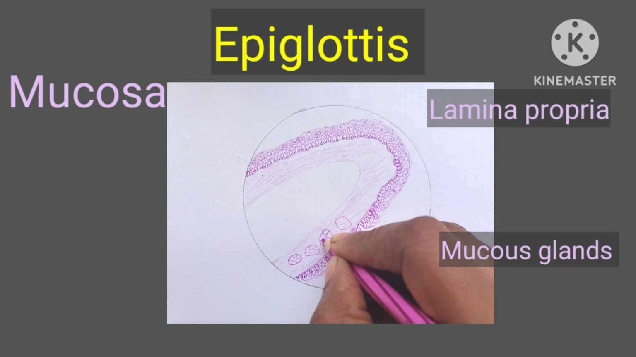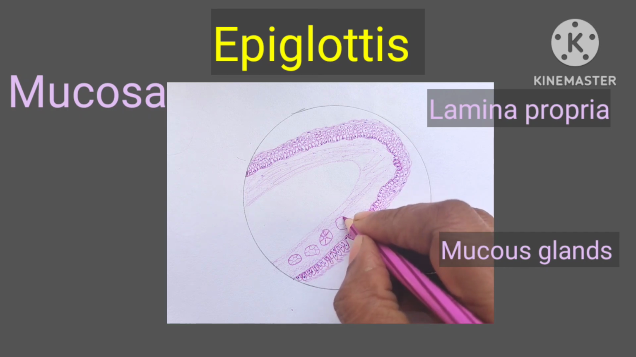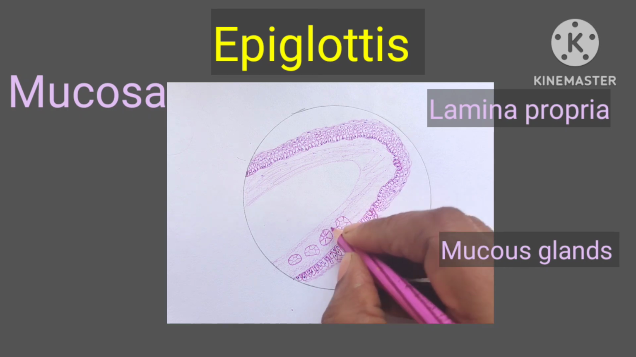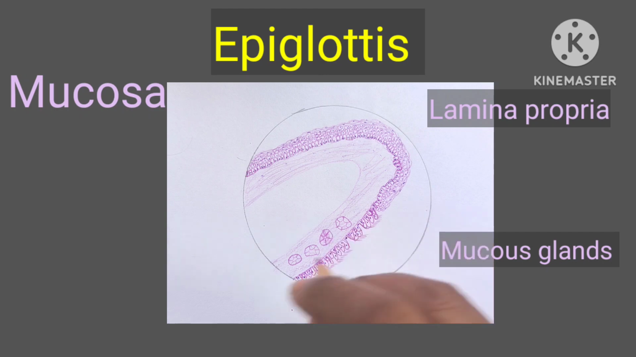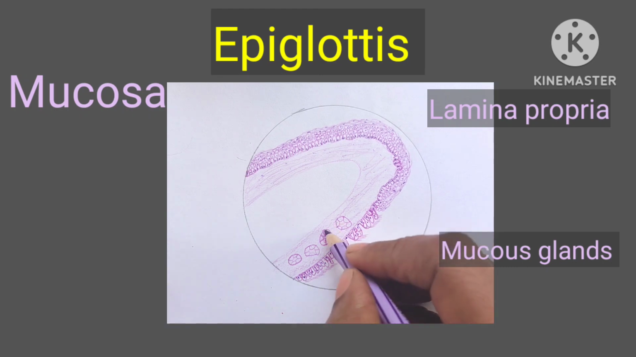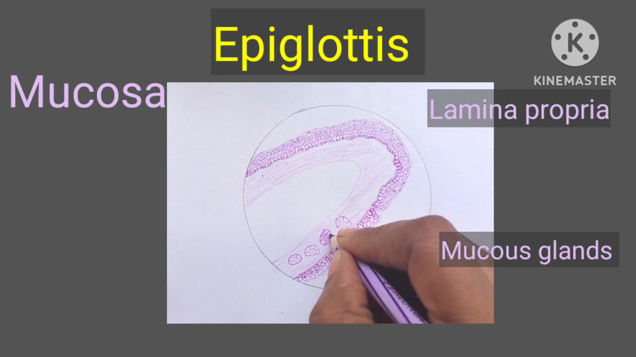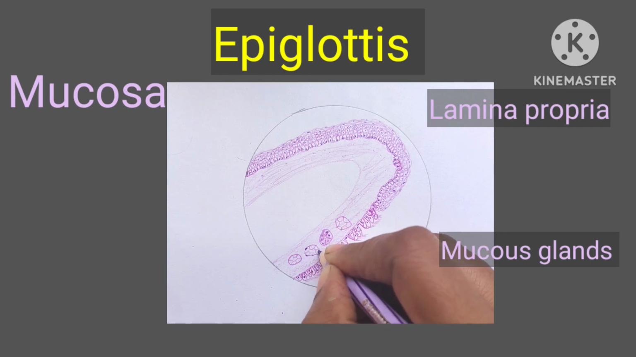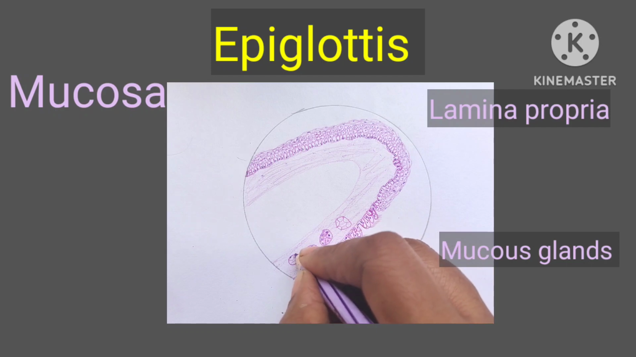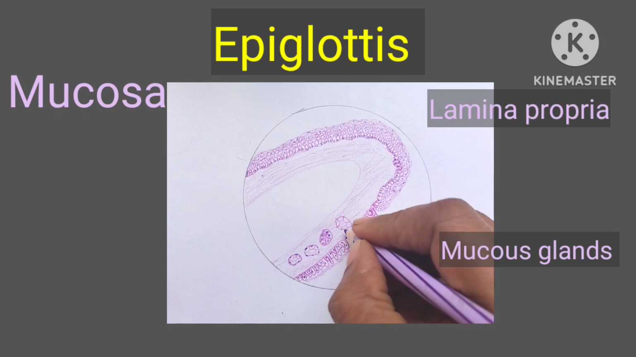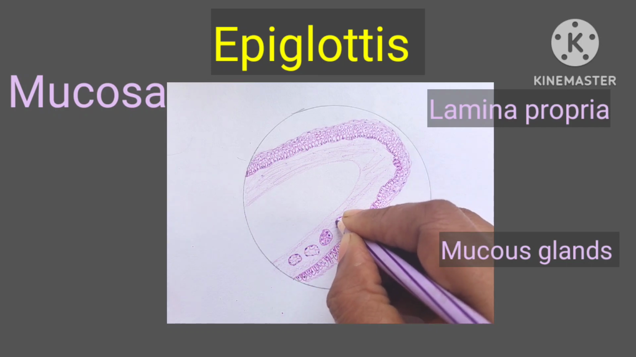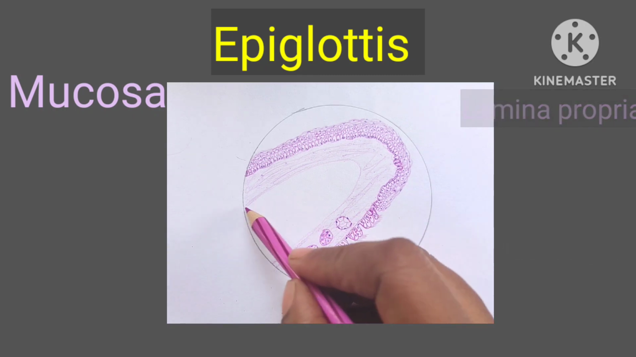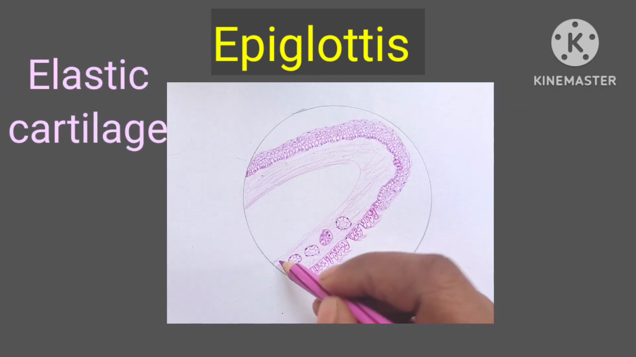The lamina propria underneath the respiratory epithelium will also contain mucus glands. Most of them will be mucus. Some serous glands will also be present. These glands will open their secretions into the lumen of the larynx. So write some glands underneath the respiratory epithelium.